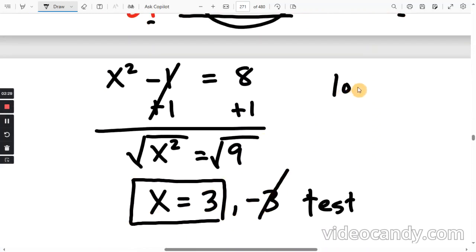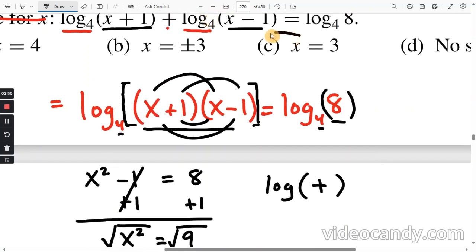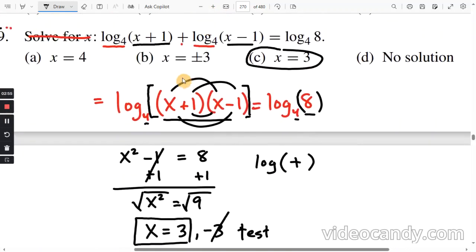All right, so the thing you're taking the log of, which is called the argument, that has to be positive. So if you plug in a number and it's not positive, that's not going to be a solution. All right, so x equals 3. We can see that is only answer C. Don't fall for the trap of plus or minus 3. This is just answer C by itself.